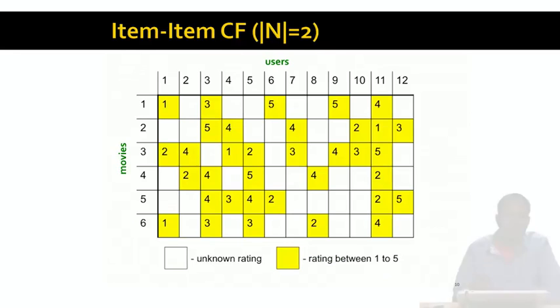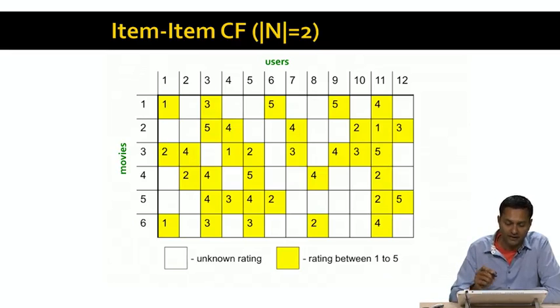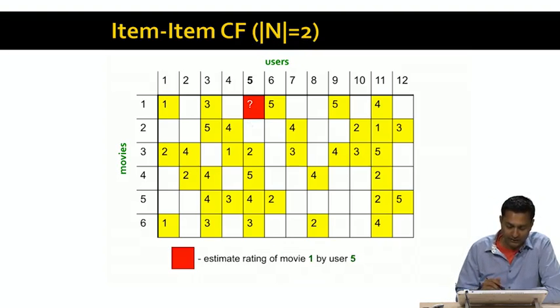So let's work through an example to illustrate what this means. Let's say that the neighborhood size that we want to pick, the size of N, is actually 2. We're going to be looking at the 2 nearest neighbors of item I, and we're going to be using item-to-item collaborative filtering. Here's a utility matrix.